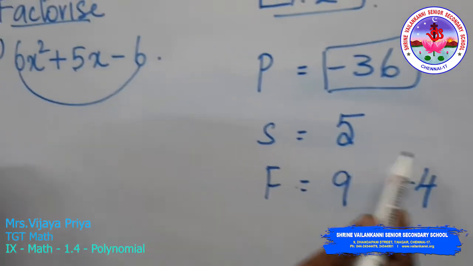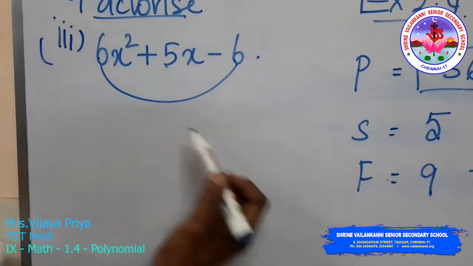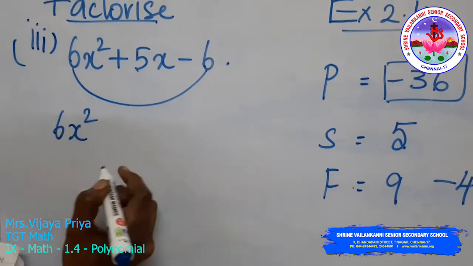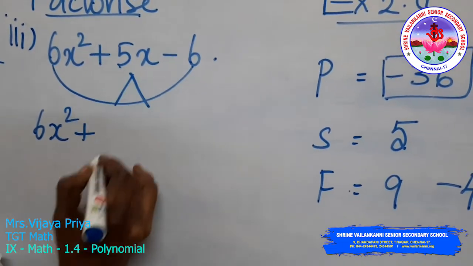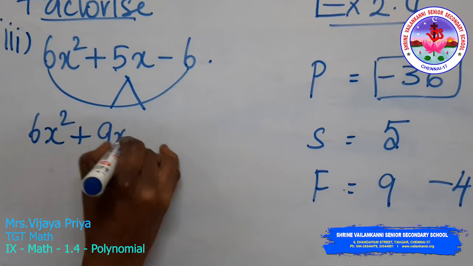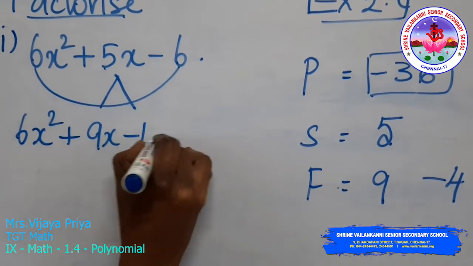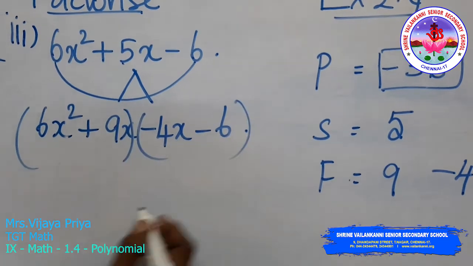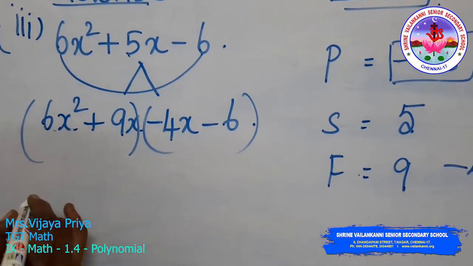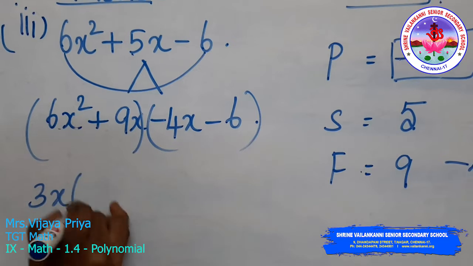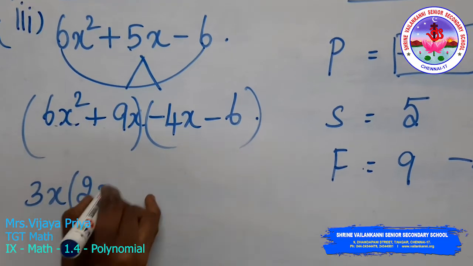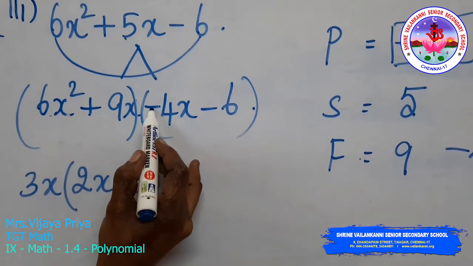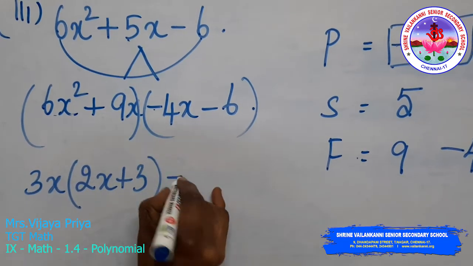So now I am going to use this factor to split up the middle term. Keeping the first term as it is, plus 5x, I am splitting up into plus 9x minus 4x minus 6. Grouping into 2, taking the common factor. So I will take 3x as my common factor. So 2x plus 3. Here, since it starts with minus, I am going to take minus outside.